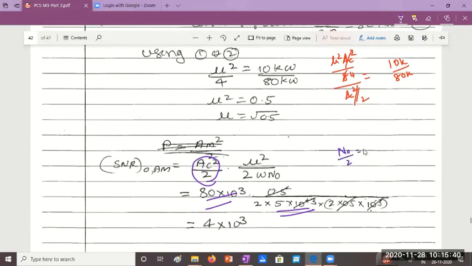N naught by 2 was 0.5 into 10 power minus 3. So N naught will be 2 into 0.5 into 10 power minus 3. So totally you will get this value as 4000. If you want, you can write it in decibels as 10 log of 4000. How much will this be? 40 decibels? Is that right? I don't know. Just check out how much it will be in decibels.